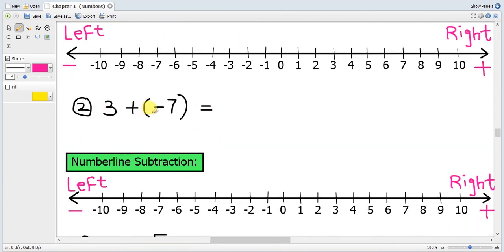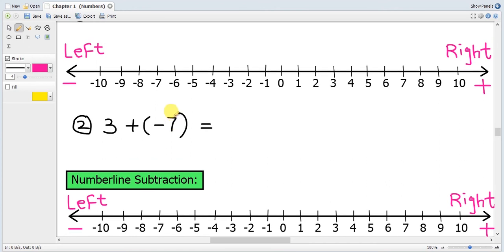Next, 3 plus -7. Okay, now how we are going to solve this question? This is a very important question. I want you to pay attention. So this is number 3. We start our journey with the digit 3. Now here we have to add, it means we have to move towards the right. But there is also a -7, right? And it says we have to move left. So there is a big confusion. Now what should we do? Go right or left? Or just stay there?